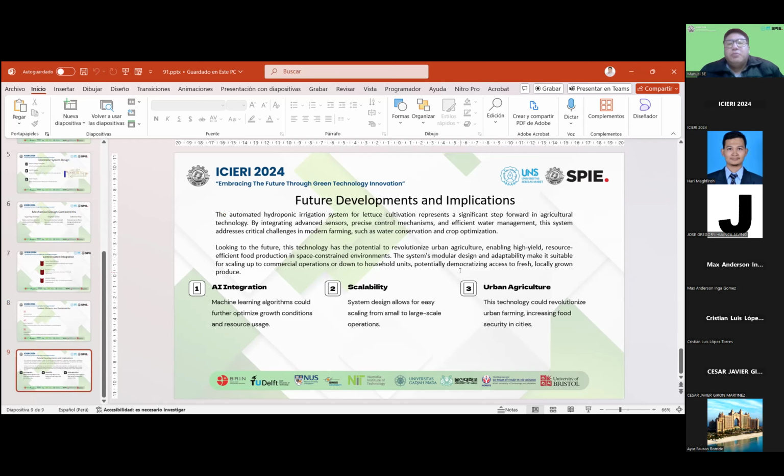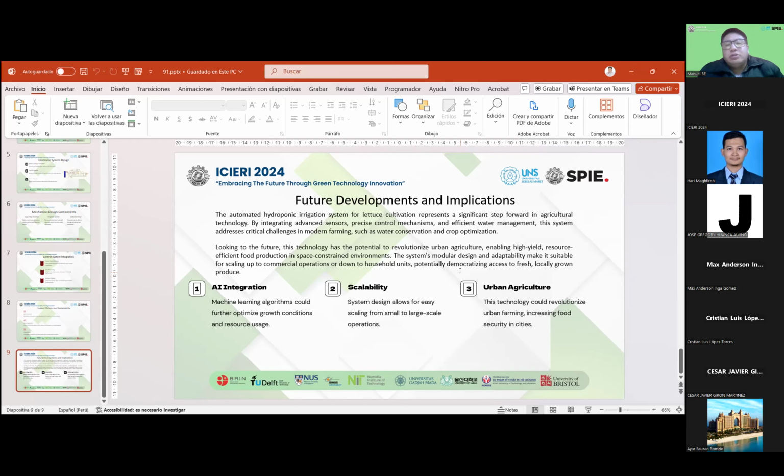Future developments and implications. The automated hydroponic irrigation system for lettuce cultivation represents a significant step forward in agriculture technology by integrating advanced sensors, precise control mechanisms, and efficient water management. This system addresses critical challenges in modern farming, such as water conservation and crop optimization.